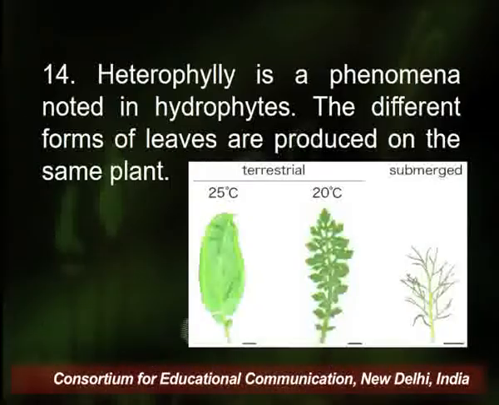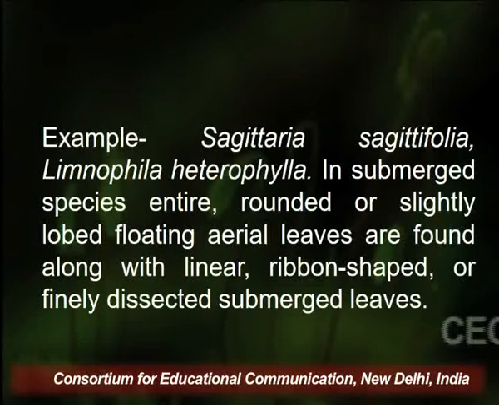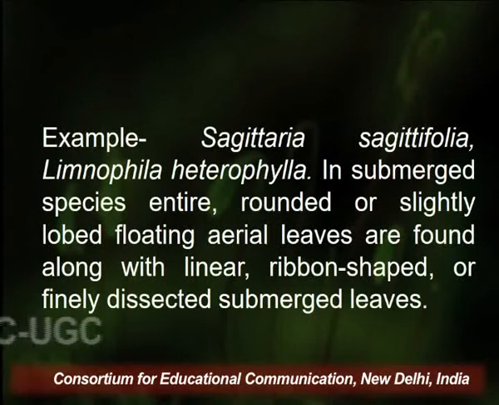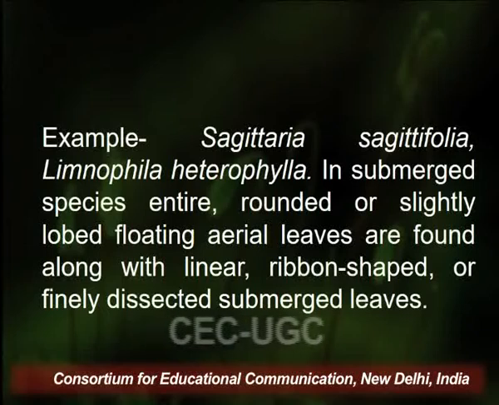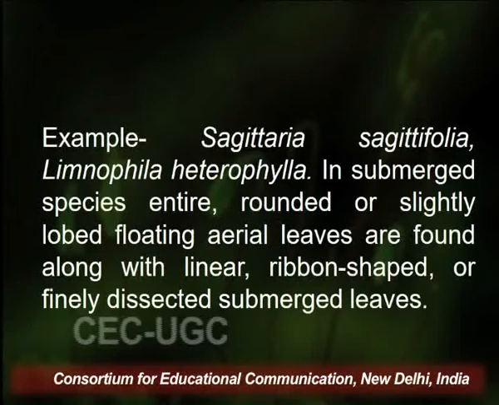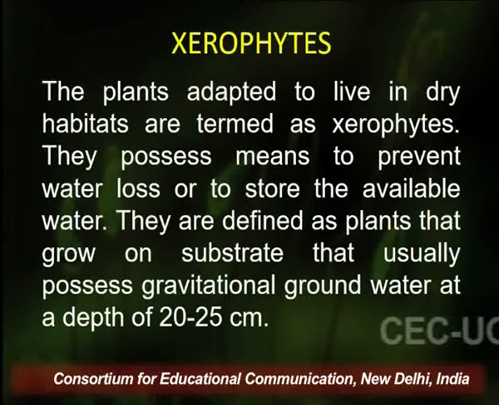As we know, and as I had discussed, heterophyly is a phenomenon noted in hydrophytes. Different forms of leaves are produced on the same plant. Examples: Sagittaria sagittifolia, Limnophila heterophylla, etc. In submerged species, entire, rounded or slightly lobed floating leaves are found along with linear, ribbon-shaped or finely dissected submerged leaves. So, moving on to xerophytes.